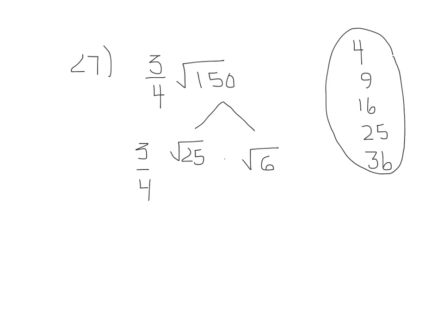So now what we do is we simplify that square root of 25. It's equal to 5. And whatever we bring out from underneath the radical must always be multiplied by what's already there. So 5 over 1 times 3 over 4 is 15 over 4. And then we have to leave that square root 6 as is.